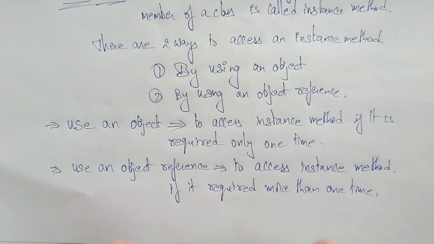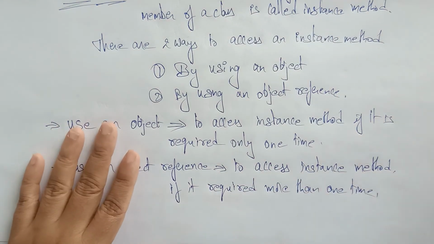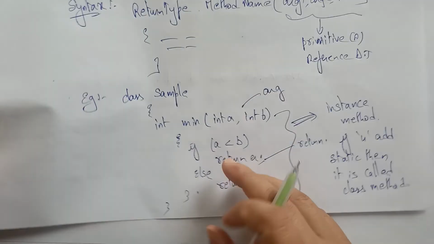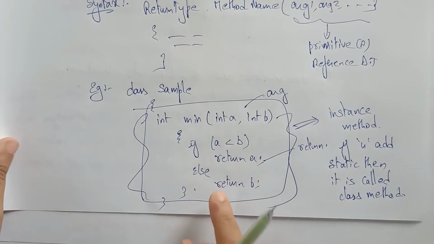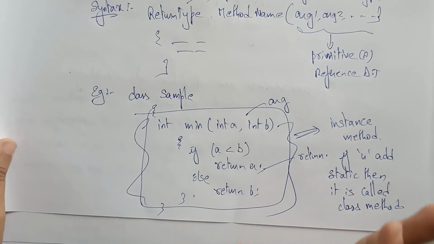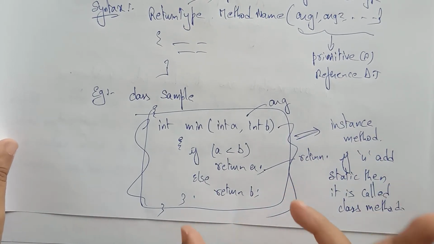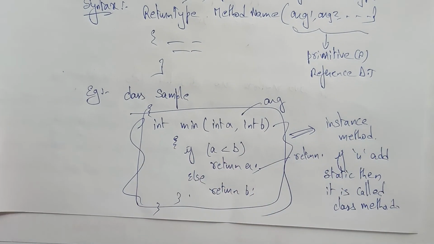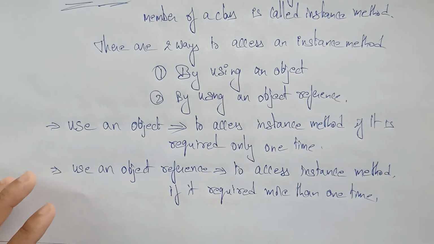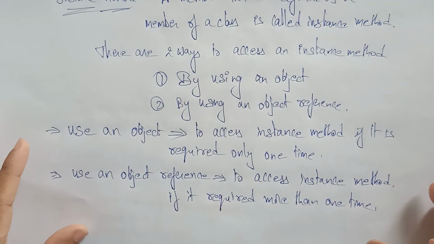Suppose you want to access the instance method. If you want to call this method only once, then go with an object only. Suppose you want to access this instance method more than one time, then it is better to use the object reference. So this is the way you have to call the instance method. Let me explain one more example.